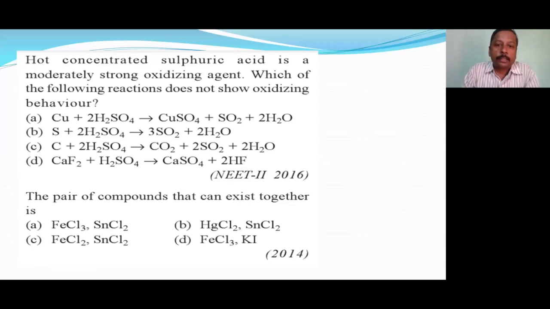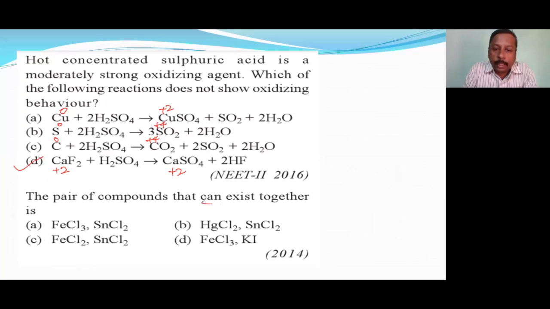Okay, here are the first questions. These are some easy NEET questions. First of all we have to identify the moderately strong oxidizing agent. In which of the following does it not show oxidizing properties? That means it should not change anybody's oxidation number. See here the oxidation number is 0, here it is +2, so changing. Sulfur 0 and +4 changing. Copper 0 and +4 changing. So there is no change in the oxidation number of calcium. So the answer will be D. Why D and how to approach is now clear.